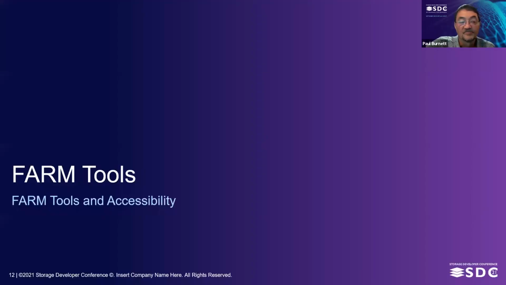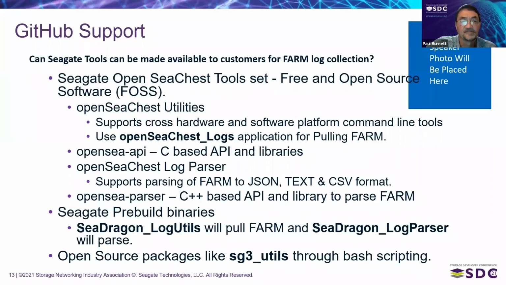So I'm going to talk a little about FARM tools and accessibility. We have GitHub support for a lot of tool sets in Seagate that we are allowing to be open and free source. There are 4 places in the Seagate Open SeaChest tools where we have free and open source software. Some of those are utilities, and some are C-based APIs. The Open SeaChest log parser supports parsing of FARM to different text outputs: one is JSON, one is text, one is CSV.